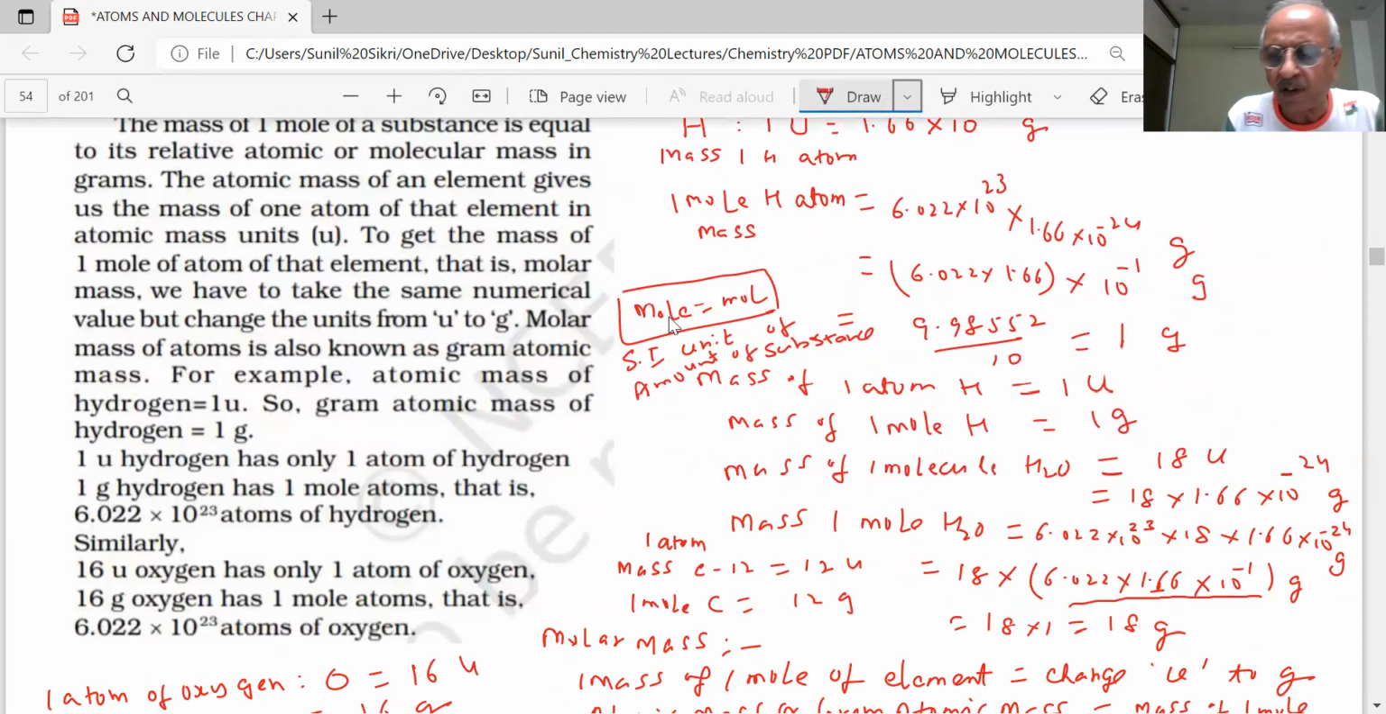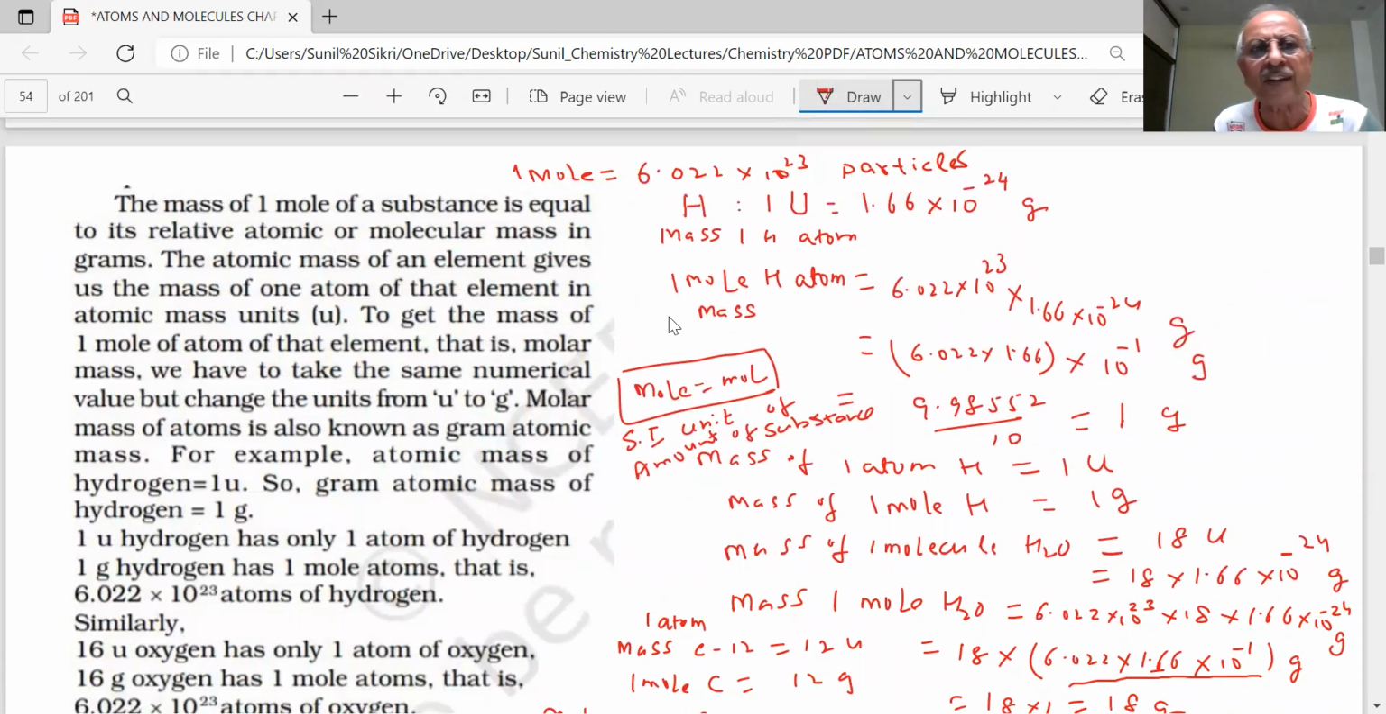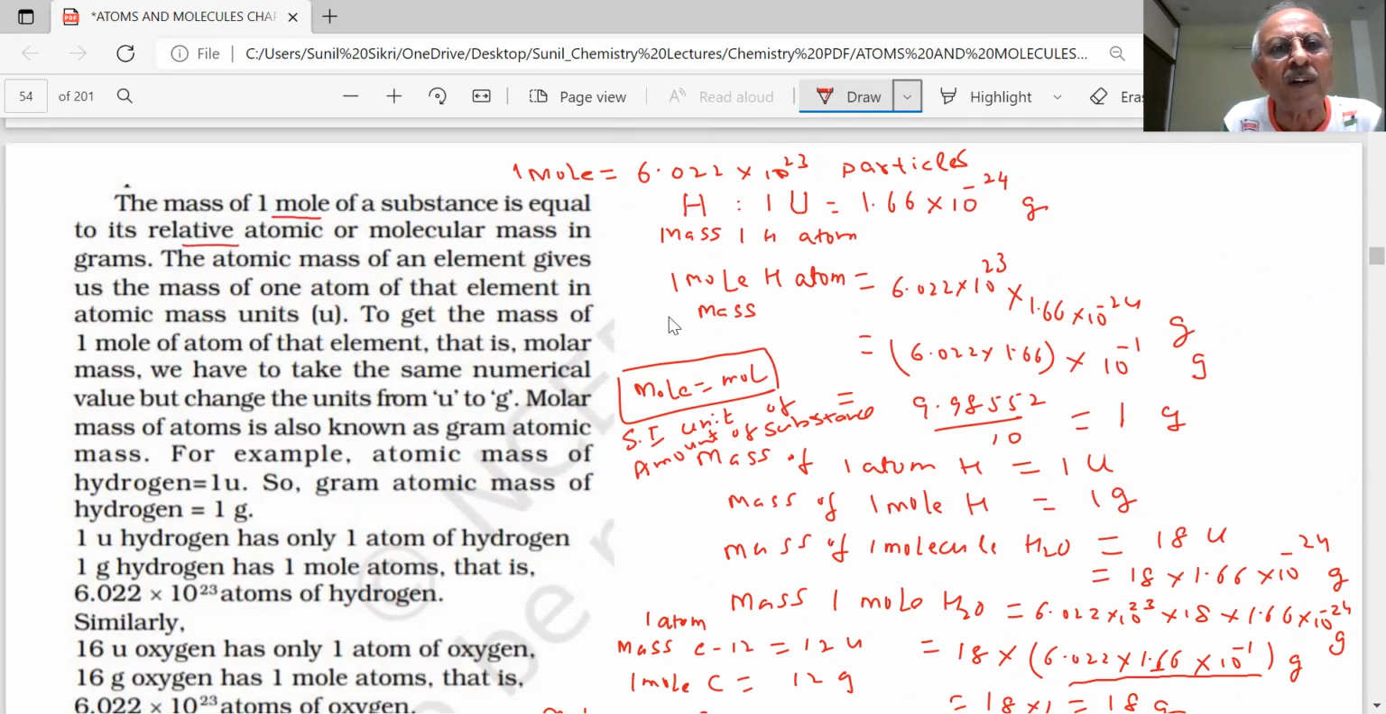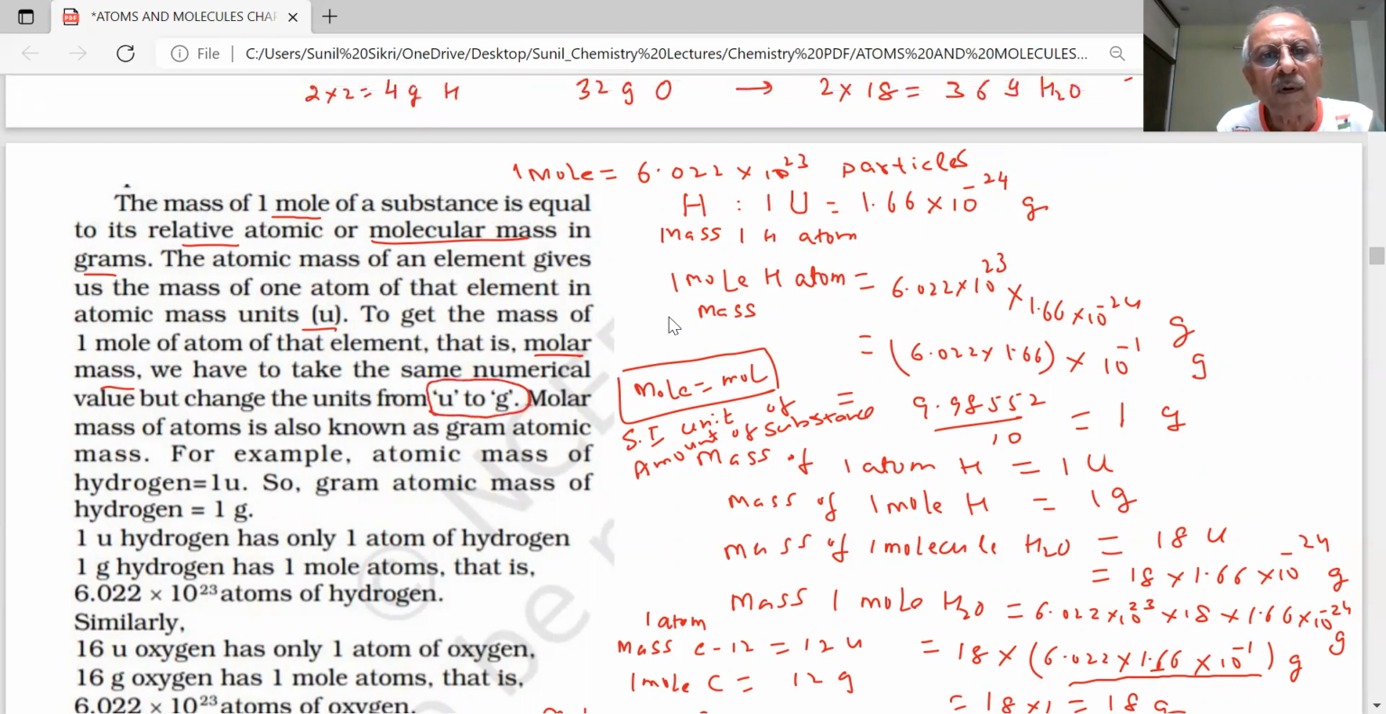Now let me read another statement. Mass of 1 mole of a substance is equal to the relative atomic or molecular mass in grams. The atomic mass of an element gives us the mass of one atom of that element in U, atomic mass unit. To get the mass of one mole of atoms, that is the molar mass, take the same numerical value but change the units from U to g. Clear? We convert U into g, and it becomes the molar mass in grams.